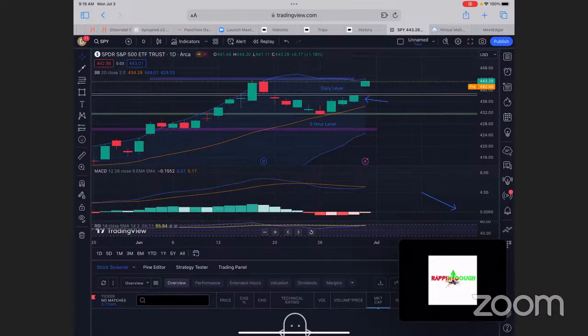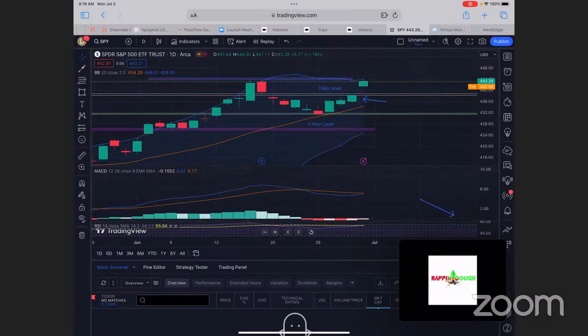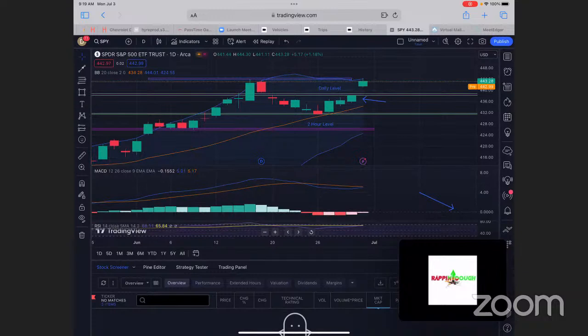So last week we were talking about how we can look for more upside once this MACD blue line crosses above the orange, being that it's already above the zero line. See where this arrow is? It denotes the zero line of the MACD.